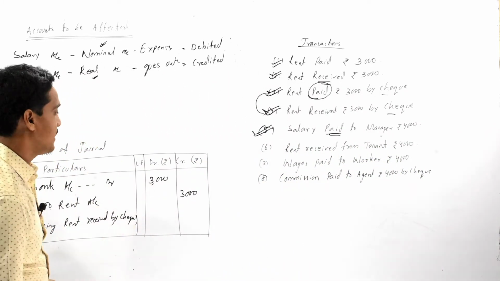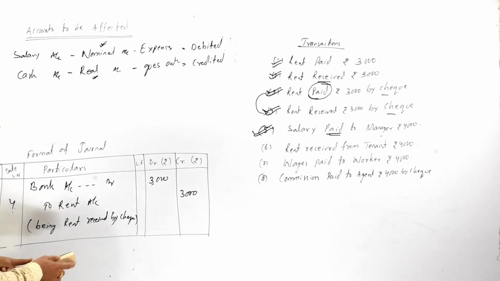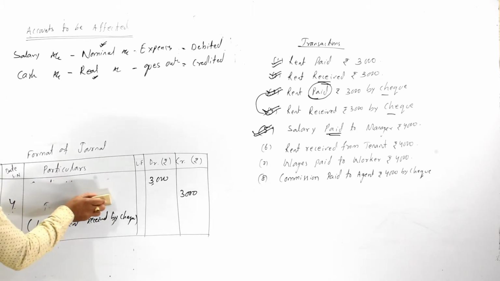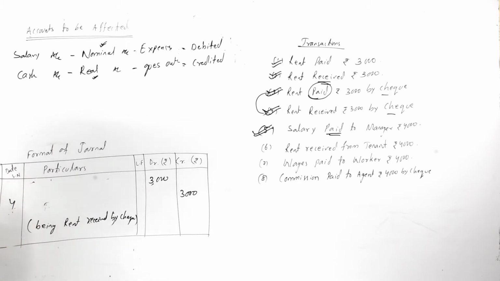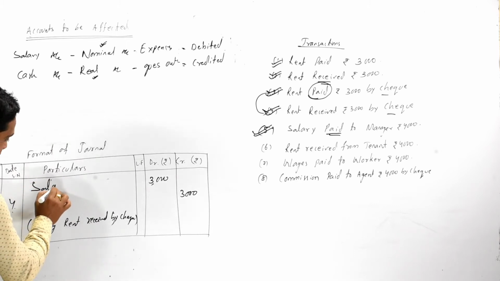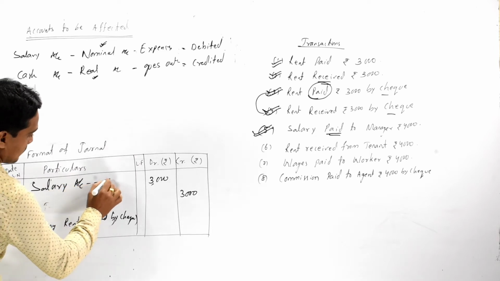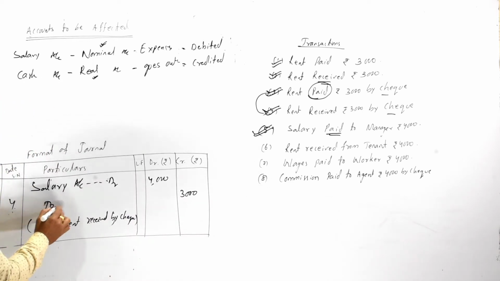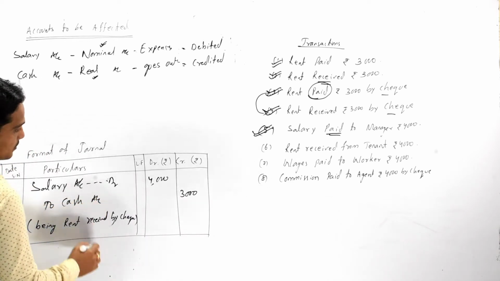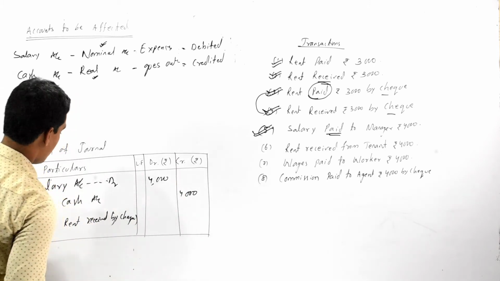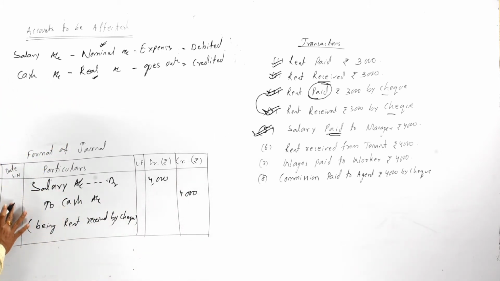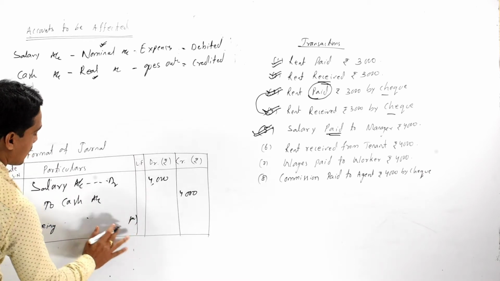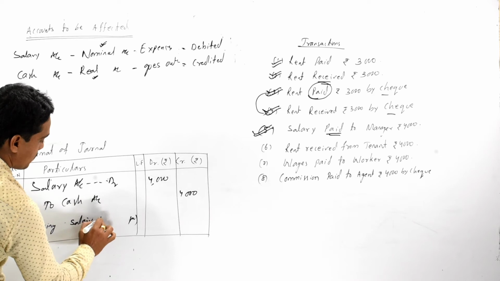So our journal entry of the transaction, that is salary paid to manager, is salary account debit rupees 4,000 to cash account rupees 4,000, and our serial number should be 5 and the narration of the given transaction is being salary paid.